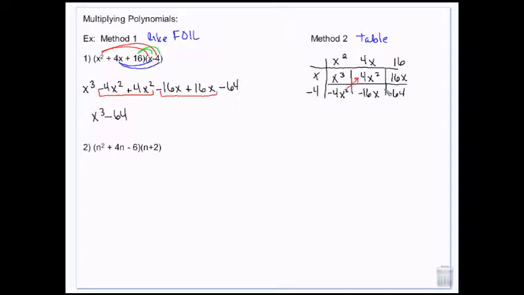The nice thing about the table is that your like terms line up on the diagonals. Also, it's kind of compacted and square, and if you like things to be visually very organized, this will work better for you. X to the third, -4x plus 4x, they go away, -16x plus 16x, they go away, and then -64. So you get the same answer no matter which method you use. The nice thing about the table is as you get into multiplying larger and longer polynomials, drawing lines can get very messy and the table always stays relatively neat, but it's just a matter of preference.